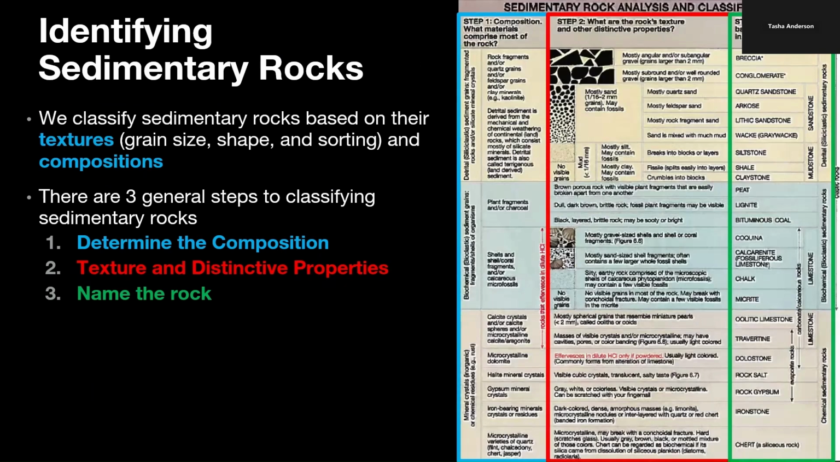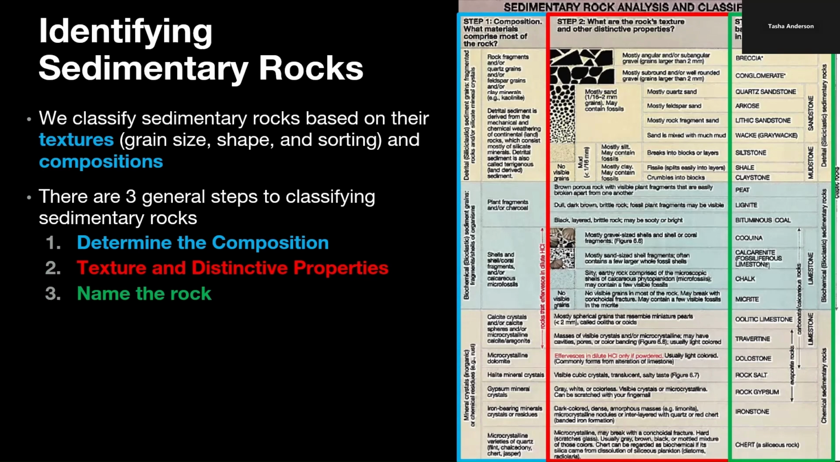Now, in this lab, you will use the ID chart to help you identify the sedimentary rocks presented to you in the lab. First, you will look at the rock's composition. Ask yourself, can I see rock fragments or sediment grains? Do I notice plant materials or pieces of broken shells? Or does the rock look like it's made mostly of crystals?